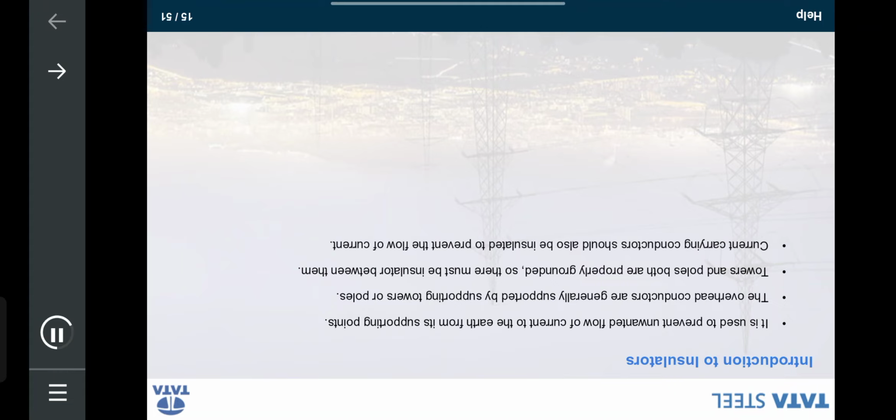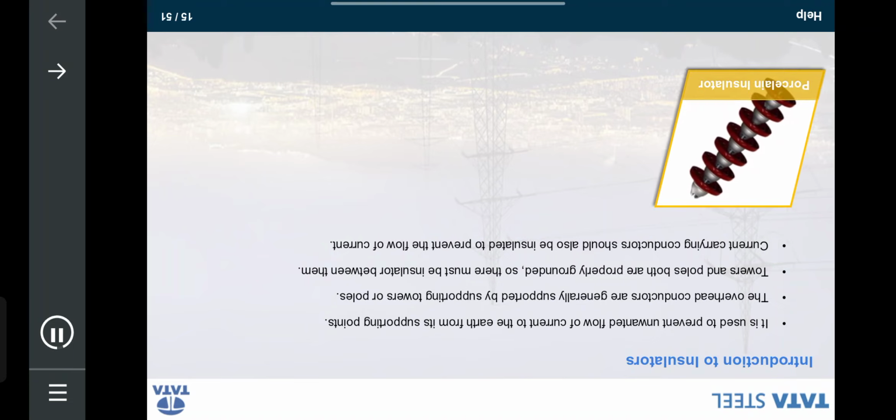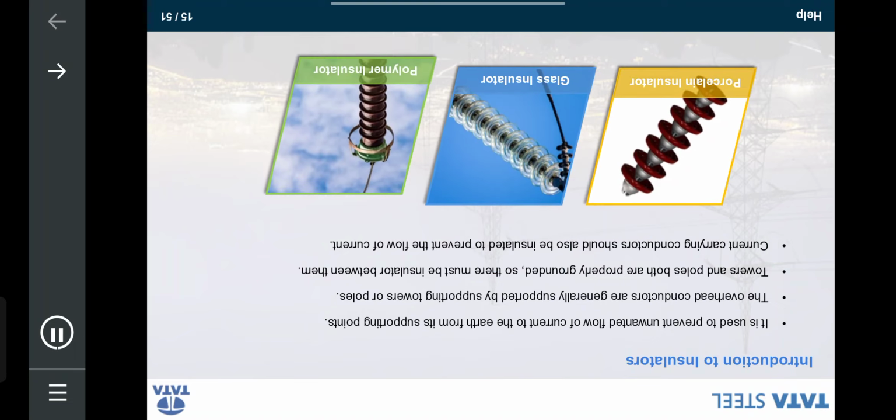Current carrying conductors should also be insulated to prevent the flow of current from the conductor to earth through the grounded supporting towers or poles. These are the images of various insulators like porcelain, glass, and polymer.